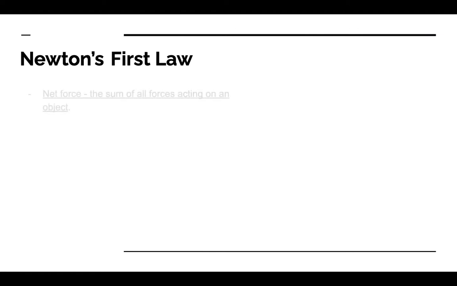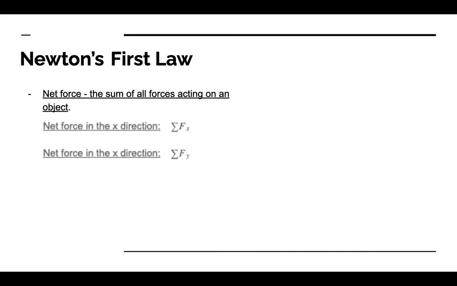Newton's first law. What we first addressed is a new definition, what we call a net force, the sum of all forces acting on an object. We represent the net force in the x direction with sigma Fx and the net force in the y direction sigma Fy. This should say y right here, not x. Again, the idea, going back to projectile motion, is that our x and y directions are separate and independent of each other, so we have to sum the forces in the x direction separately from summing the forces in the y direction. We cannot just sum the forces all together at once. They have to be broken up into their respective directions.